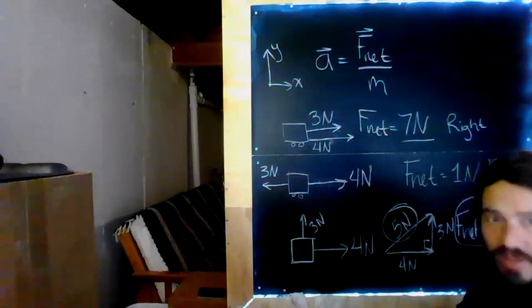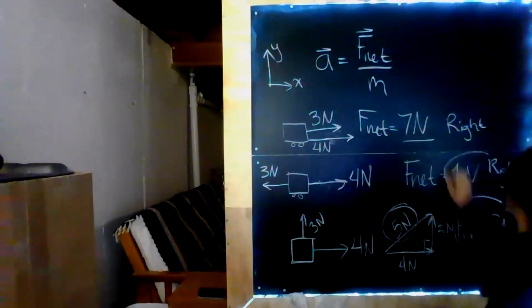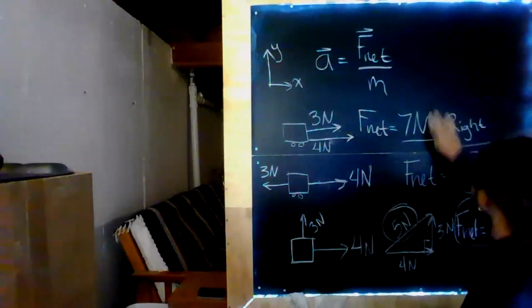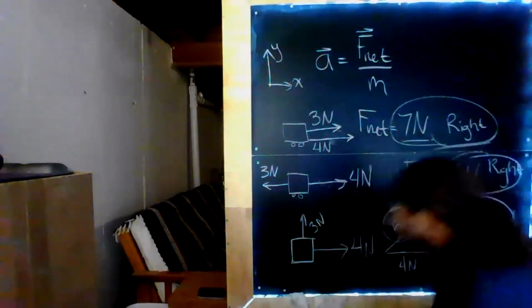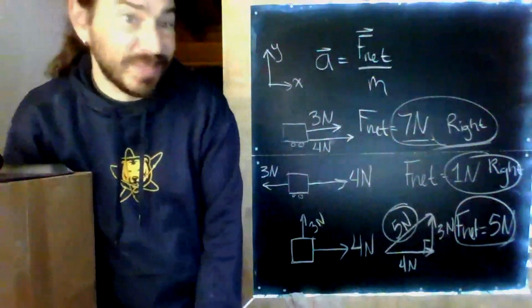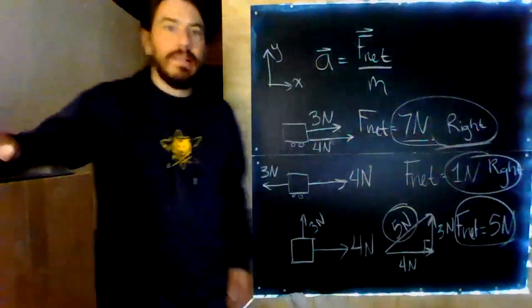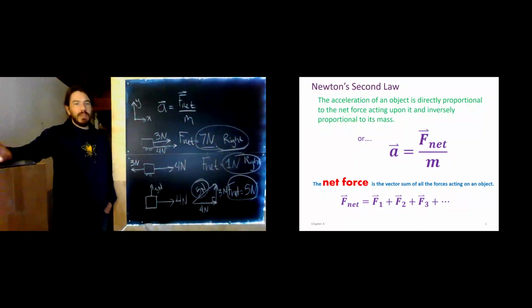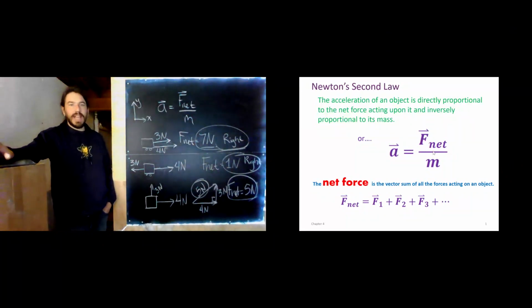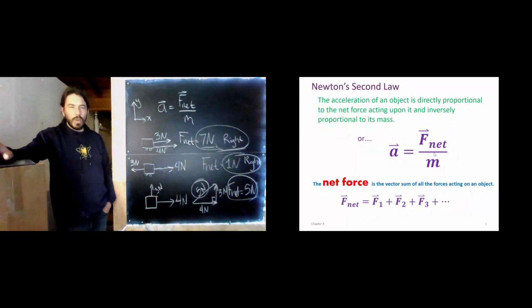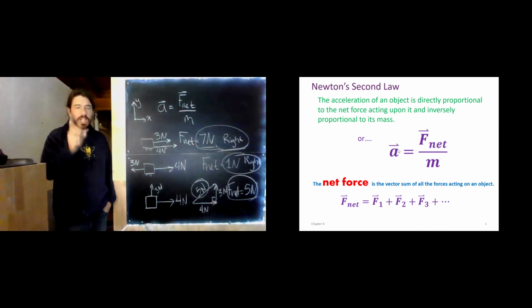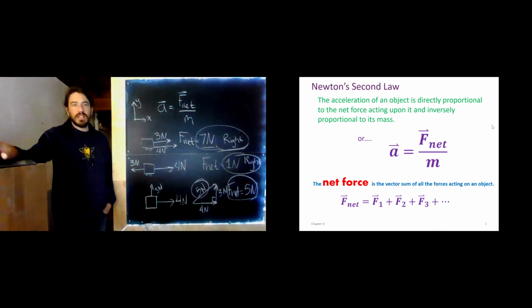So what is 3 newtons plus 2 newtons? Well, it depends on the direction. It could be 7, it could be 1, it could be 5, it could be something in between. So keep that in mind. That's what we mean by F net. There's a quick rundown of what Newton's second law is. Cause and effect. Force is the cause, acceleration is the effect. Velocity is not the effect. Change in velocity is the effect.